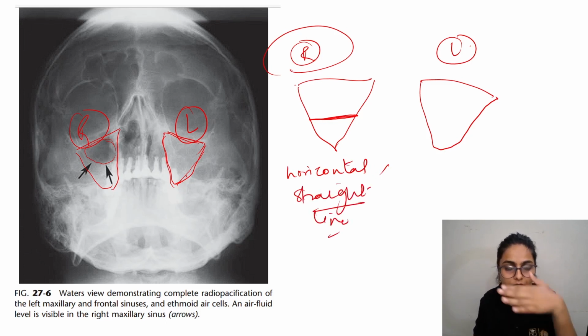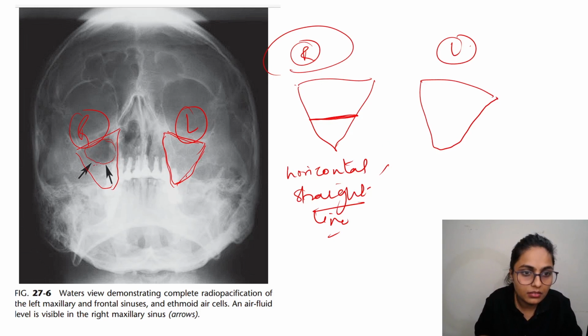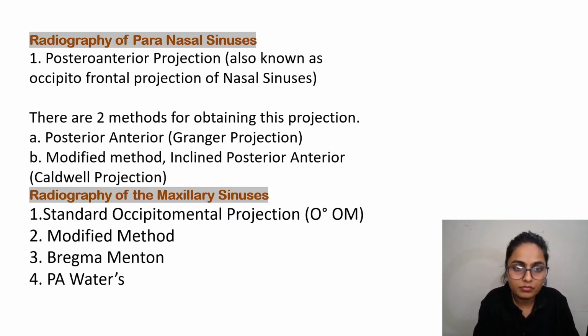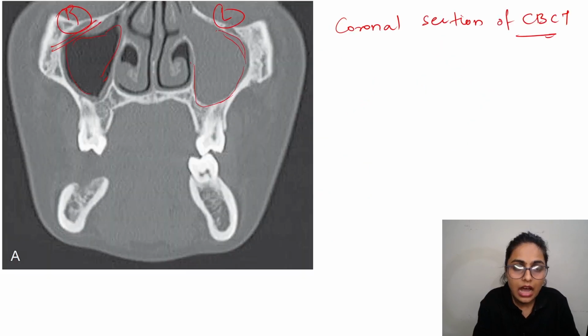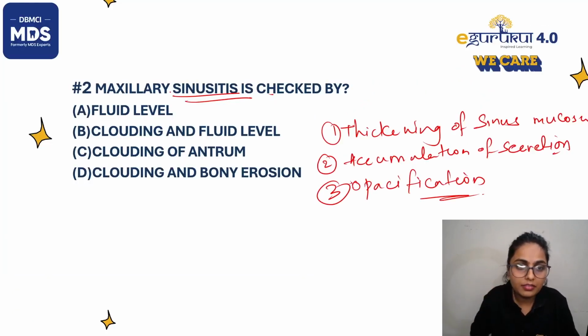There is a fluid accumulation or secretion in the sinus, which appears as a horizontal or straight line, as shown in the radiograph. What I want to tell you is, how will you check sinusitis in the radiograph? By clouding, or complete opacification, and fluid level. So your answer should be answer B.